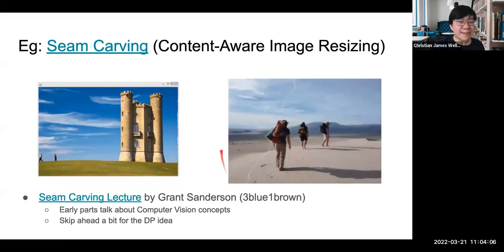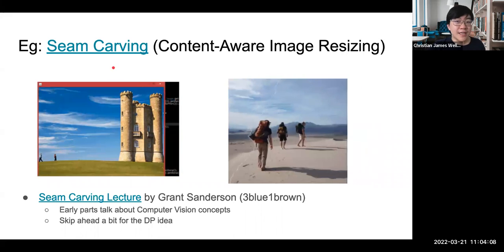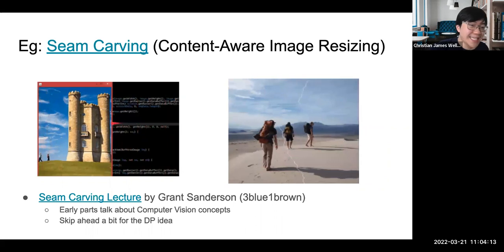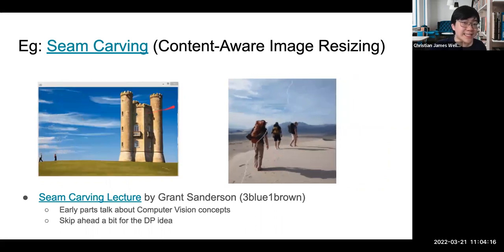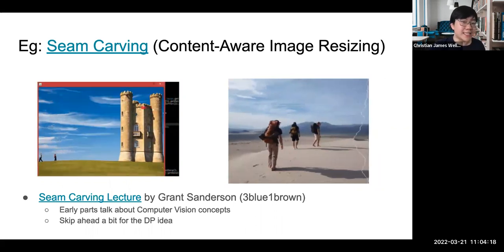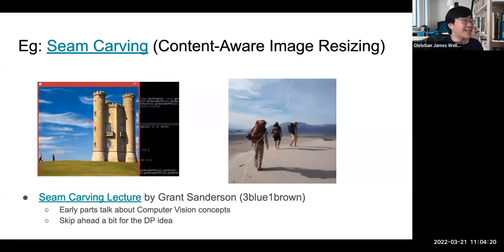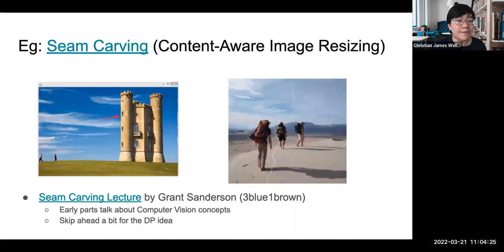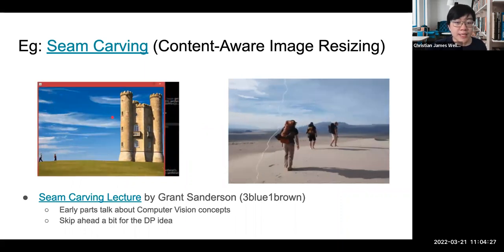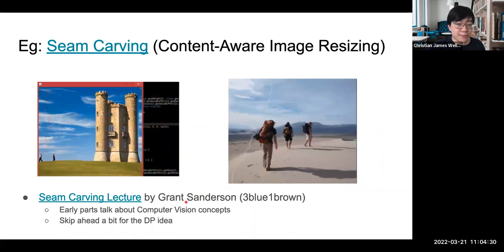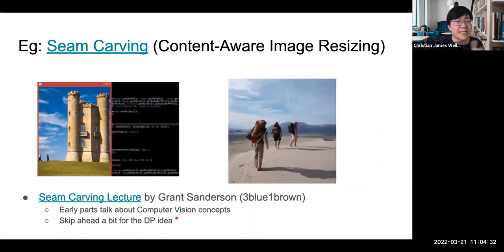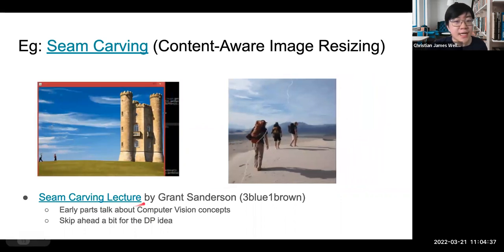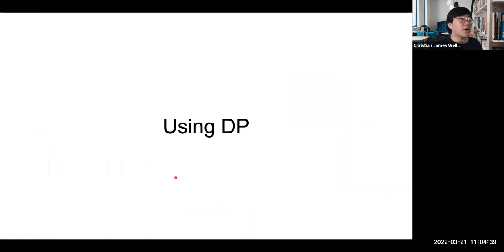There's this particular cool example called seam carving. It's content-aware image resizing where, if you resize an image, you see that the castle doesn't get squeezed, it gets rearranged accordingly. I thought it was one of the cool examples, and if you have taken CS4230 computer vision, you might have seen it before. There's a video by 3Blue1Brown, Grant Sanderson, and he talks a bit about the DP idea somewhere in this video, in case you're interested. But I won't go on too long about that.